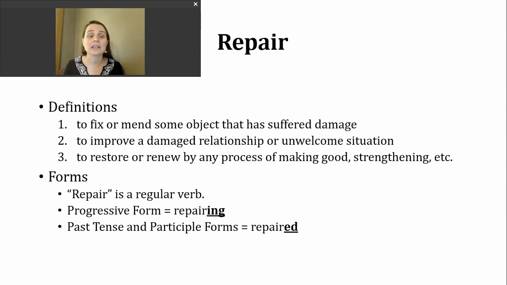Repair is a regular verb. To make the progressive form, all we need to do is add ing to make repairing. The past tense and participle forms of the verb are made by adding ed to the end. And because this verb ends in a voiced sound, r, repair, the ed is going to make a d sound. Repaired.